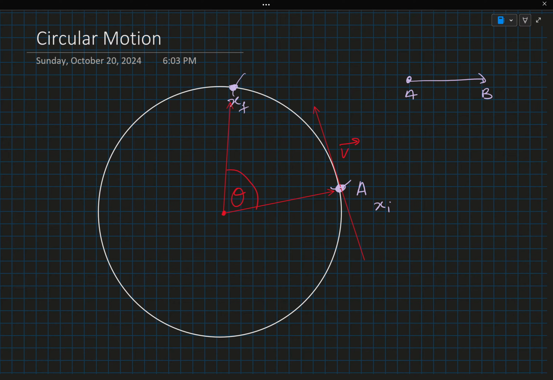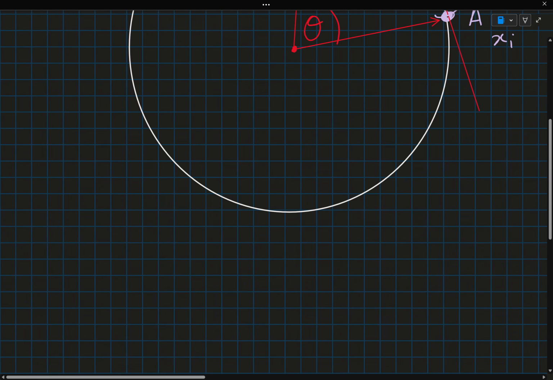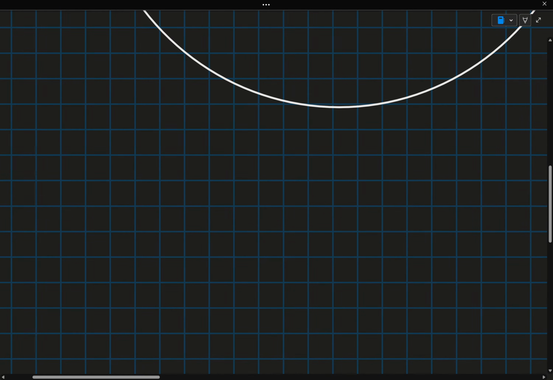So generally, an object is moving along a circular path with a tangential velocity, meaning that the velocity is always a vector at a tangent to the circle. And it's always moving with respect to the center of mass, or where it's attached. So let's start getting some terms in to understand what's happening here. There are key terms we need to understand about circular motion.